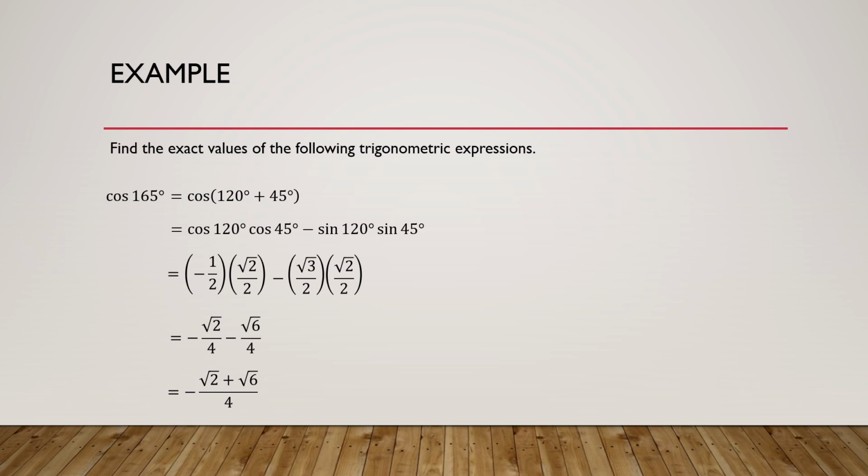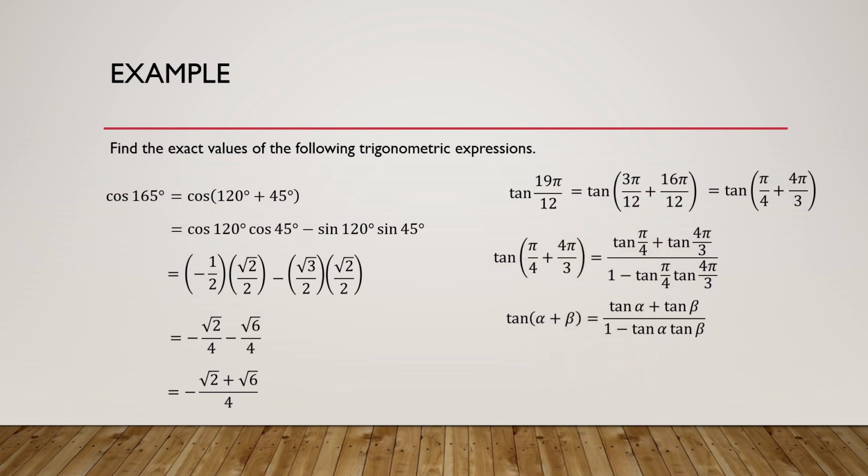Next, let's find an exact answer to tangent 19 pi over 12. First, 19 pi over 12 can be expressed as 3 pi over 12 plus 16 pi over 12. Simplify them both to get tangent pi over 4 plus 4 pi over 3. Here we use the known identity to get tangent pi over 4 plus tangent 4 pi over 3 all over 1 minus tangent pi over 4 times tangent 4 pi over 3.